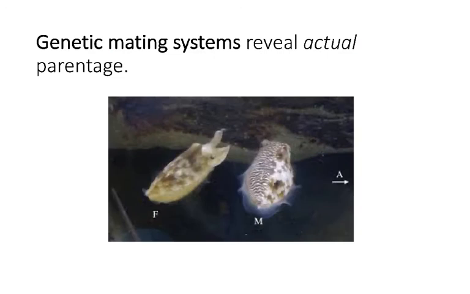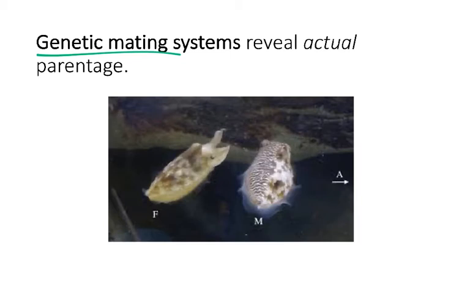But there's this other type of mating system that's based not on observations, but on the genetics. Based on molecular data, we can determine who the actual parents of the offspring are. And so our genetic mating system reveals the actual parentage, which doesn't always match the social mating system, which is why it's important for us to use molecular techniques in this context.